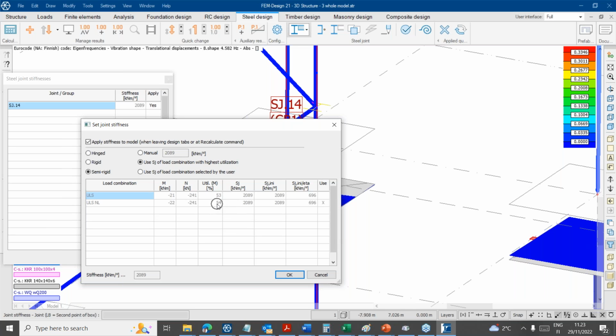So if the utilization goes to 80% or 90%, then we have to reduce the stiffness of the connection in the global model. And here the user can select whether we should include the connection stiffness in the global analysis of the frame. And usually the practical option is this, that we use the connection stiffness with the highest utilization. If the utilization in some combinations goes to 90%, we have to reduce this final connection stiffness in the model.